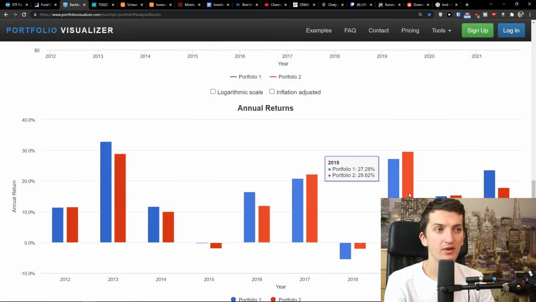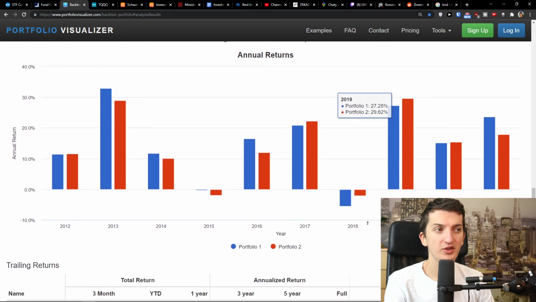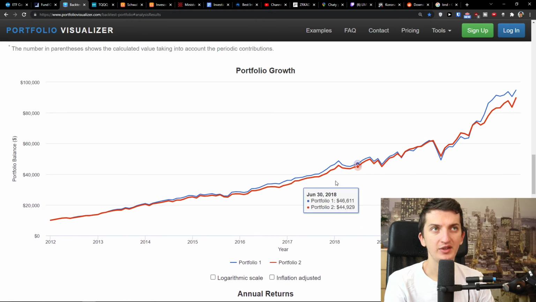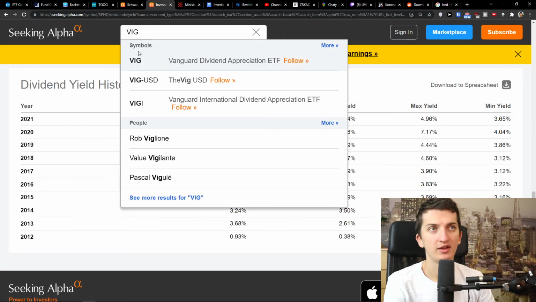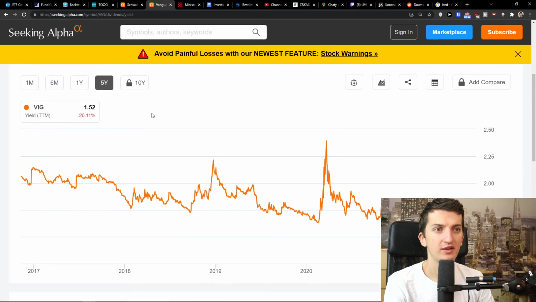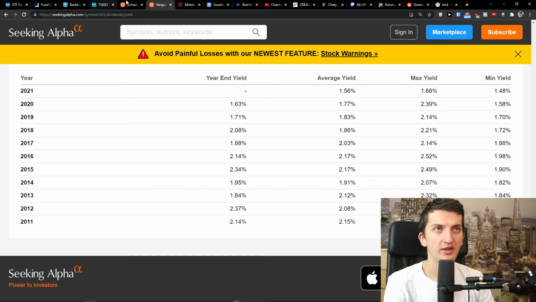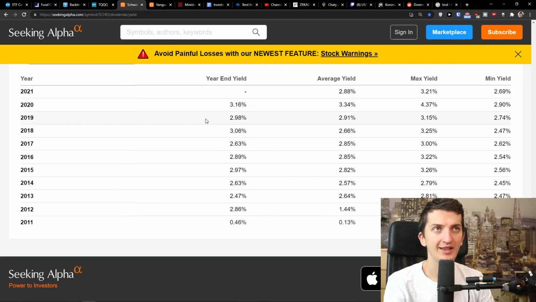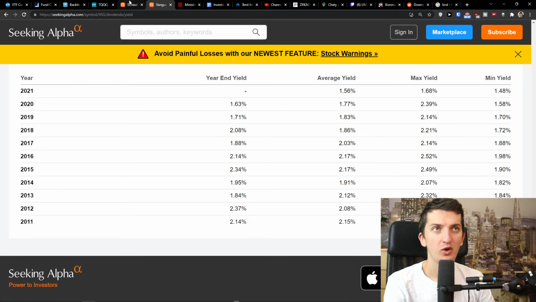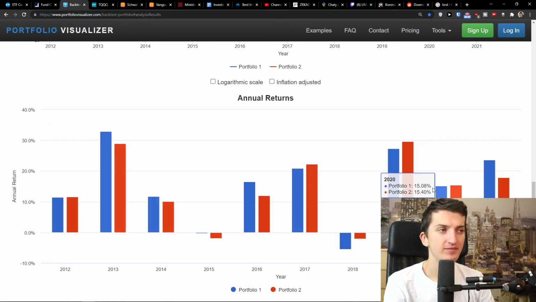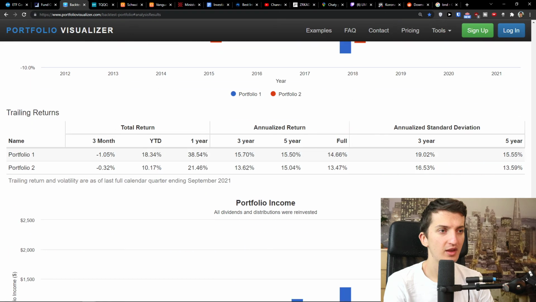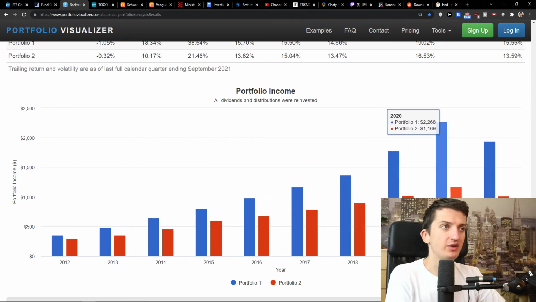So if you have any questions, guys, ask me down in the comments. These are the stats. Now when you look also at dividend yield history, you can see clearly that SCHD was overperforming VIG quite well. And you can see right here. And those dividends are so high.